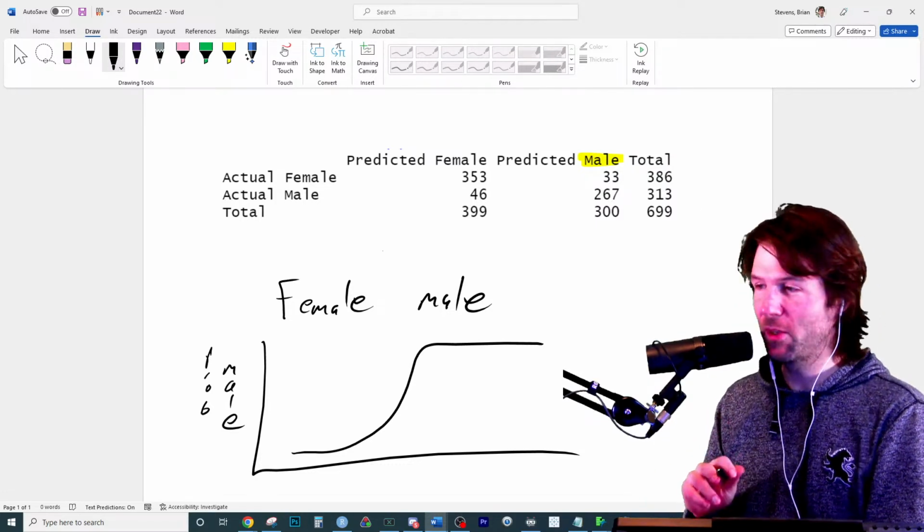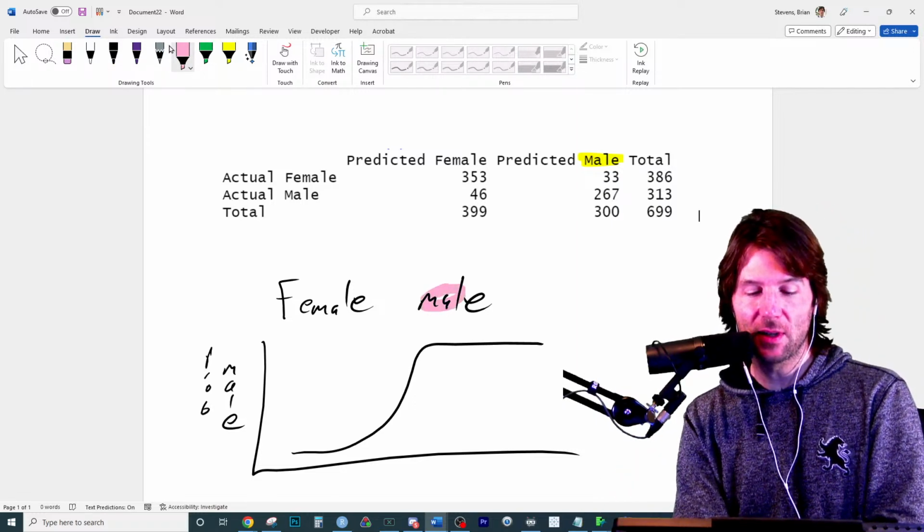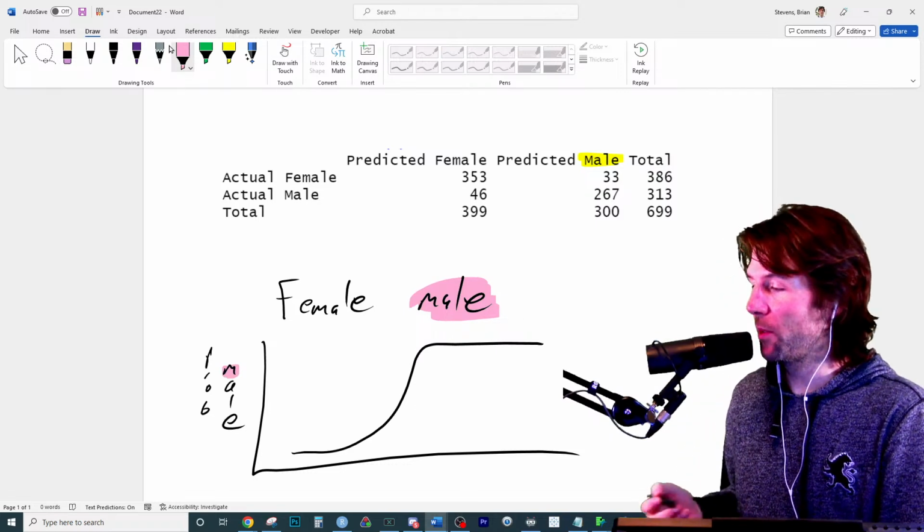And so the way that the model default does predictions is it defaults the level of interest to the last alphabetical. So there's really no reason we predict male.